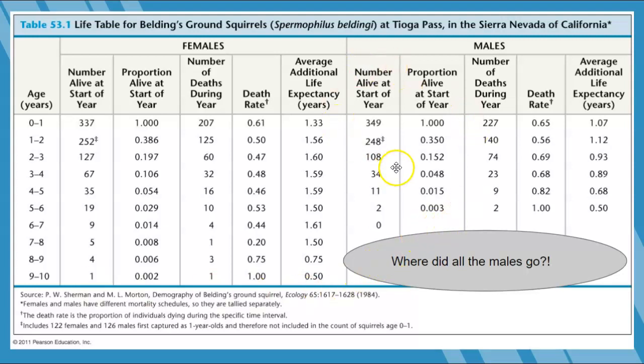Let's look at the males. Start with 349. Oh, whoa, wait. 6 to 7. There were none left after 6 to 7 years. Where'd all the males go? What?